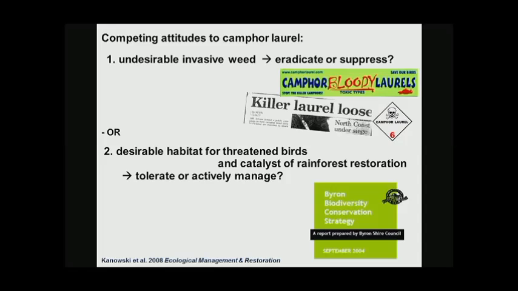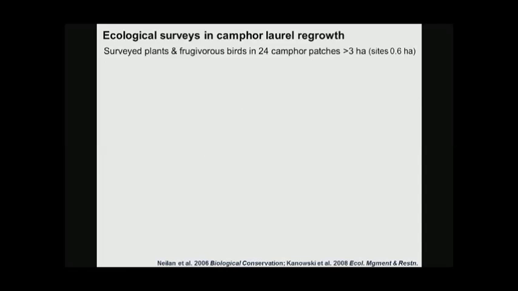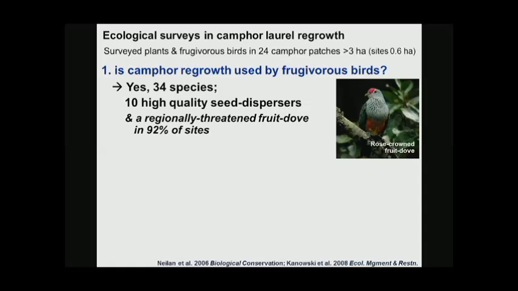So we actually approached the issue empirically, by doing ecological surveys in camphor laurel regrowth areas. And we first asked whether these camphor patches were used by frugivorous birds. The answer to that was yes. A lot of frugivorous, that means fruit-eating, bird species use these patches. These are the birds that are going to move the seeds around the landscape, including this one, which is a regionally threatened species.